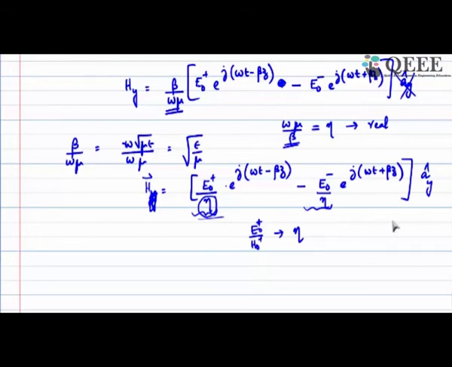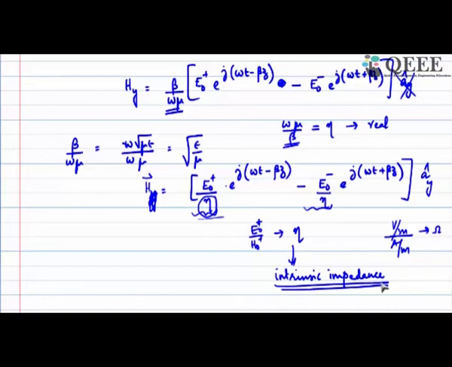Now if I take E, its unit is volt per meter, H unit is ampere per meter. So E by H is of the unit impedance. So you call this number the intrinsic impedance of the medium. Intrinsic impedance of the medium.